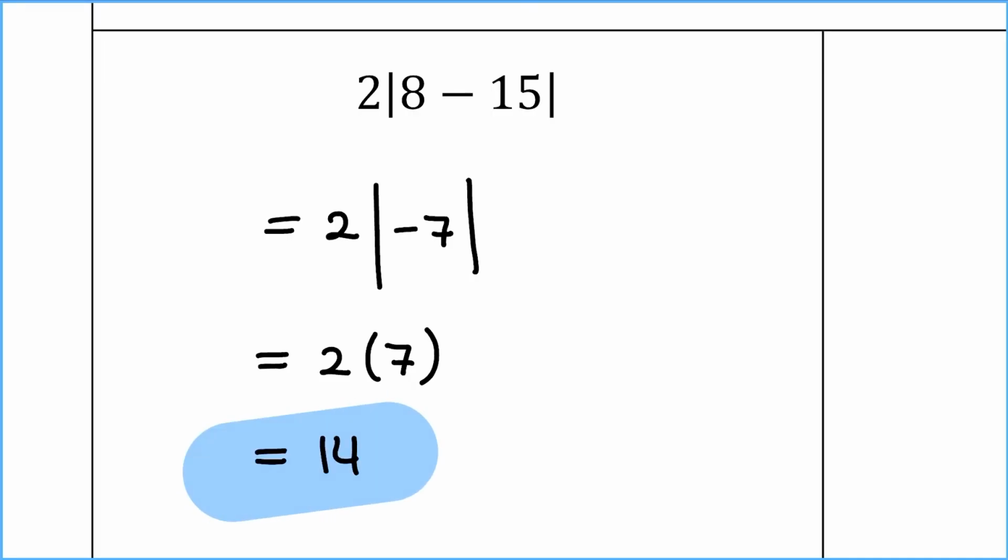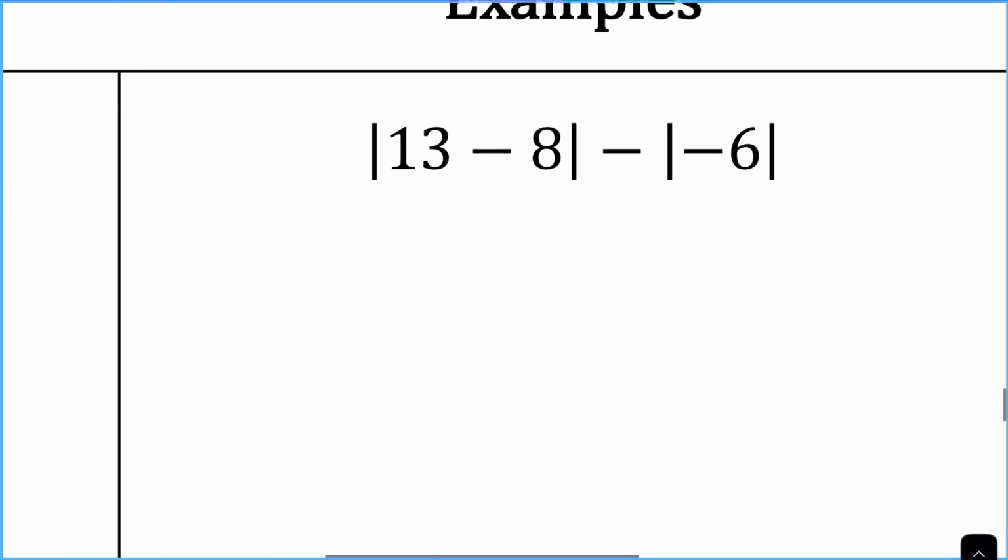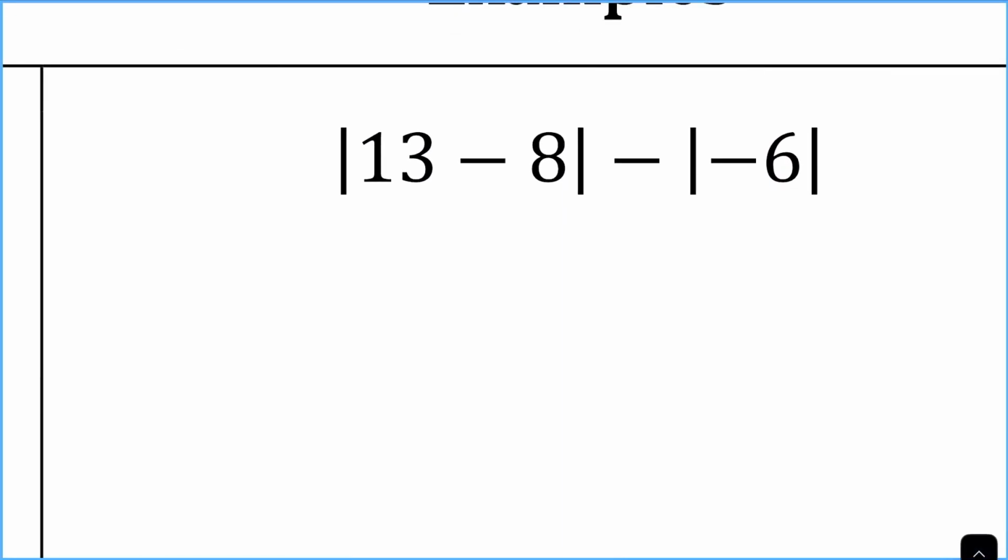Also, side note, think of PEMDAS, which, P, you're supposed to do parentheses first. The absolute values, in addition to making everything positive, function as parentheses. They are to be treated as parentheses in addition to their definition. So you could almost think of there being parentheses here, which means we need to do the 13 minus 8 first. 13 minus 8 is 5 minus the absolute value of negative 6.